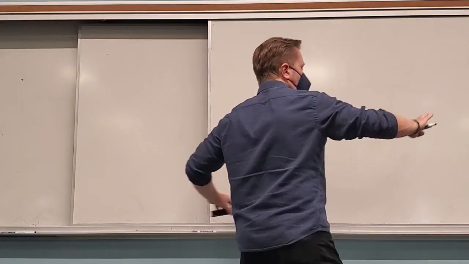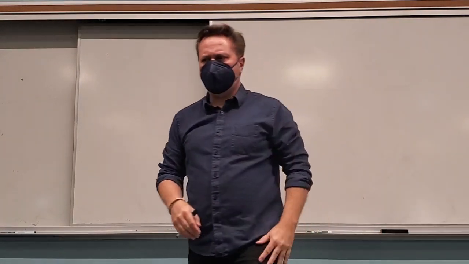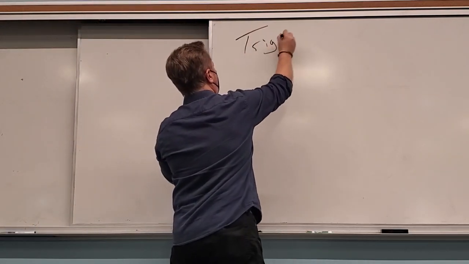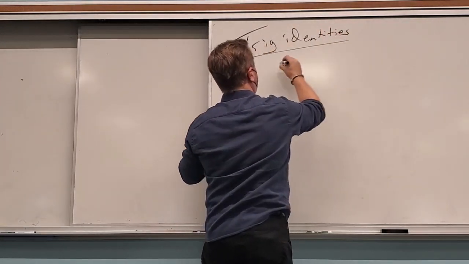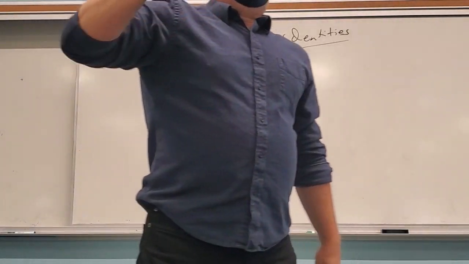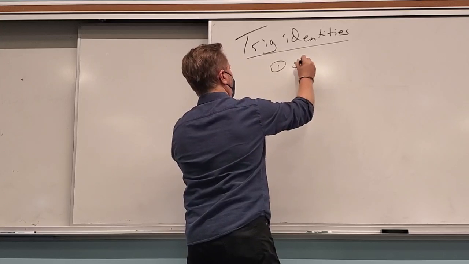If there's nothing else from homework or anything, we're going to get into some more trig identities. Can anybody tell me one of the identities we learned yesterday? Like the most basic one. What was the most basic identity? Sine squared of theta plus cosine squared of theta equals 1. I love it.